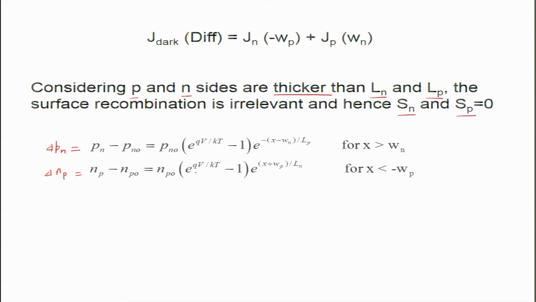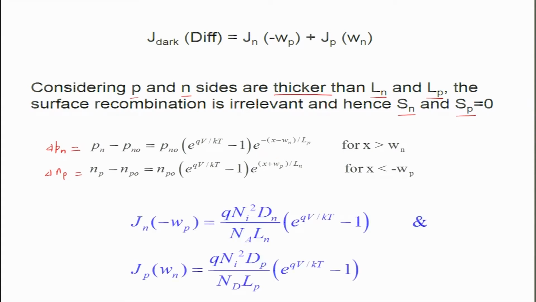So you can see that there is a bias dependence, plus there is some exponential dependence depending upon the junction, which depends upon Wn, Wp and the position at which you want to take the current. From these you can work out what Jn at minus Wp and Jp at Wn are, because they are diffusive currents. So you just have to plug this in.